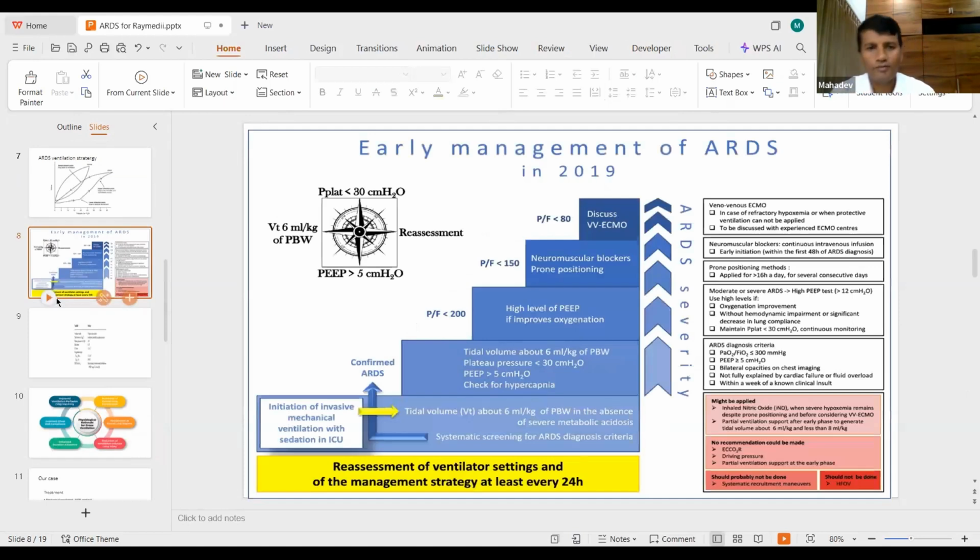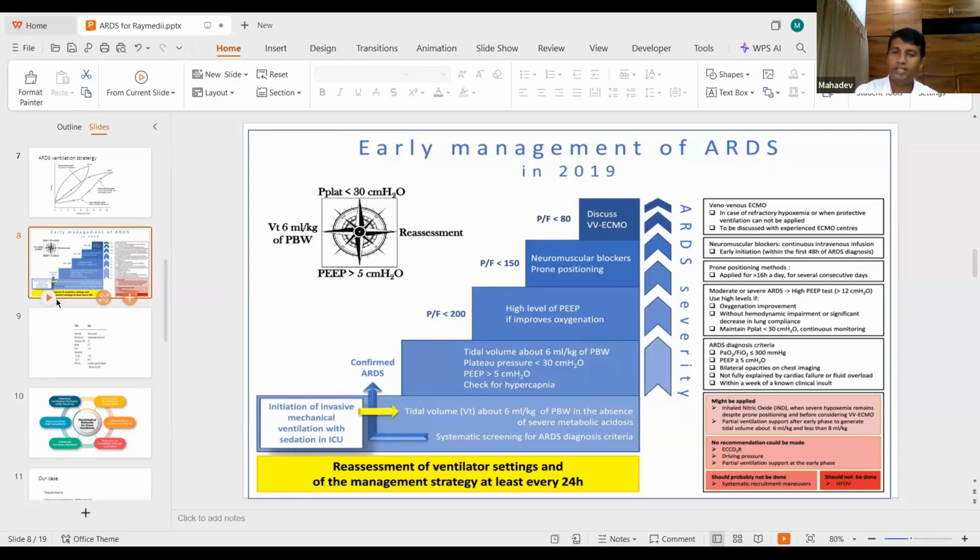So once you know what you have to do, then we need to talk about early management. How do we manage ARDS? This is a guideline which came in 2019, which summarized the whole concepts of ARDS. Whenever you are initiating ventilation, we have to think of non-invasive ventilation. Without thinking of non-invasive ventilation, as an intensivist, we cannot jump into invasive ventilation.